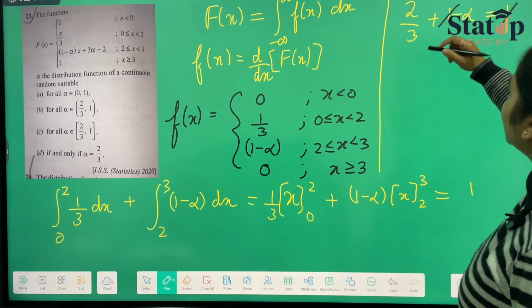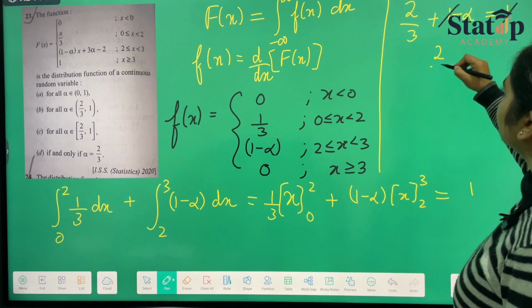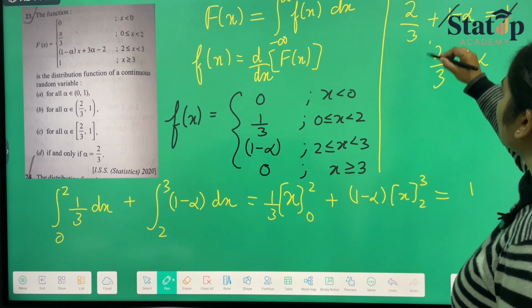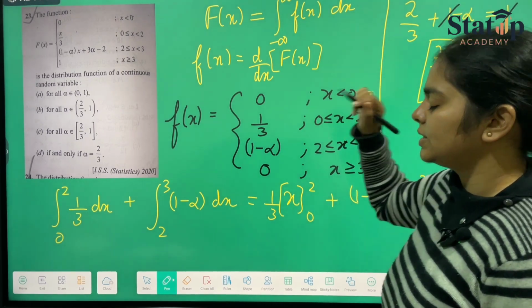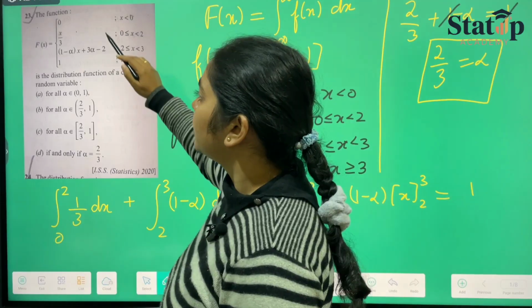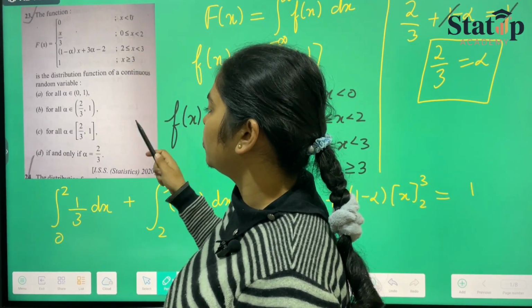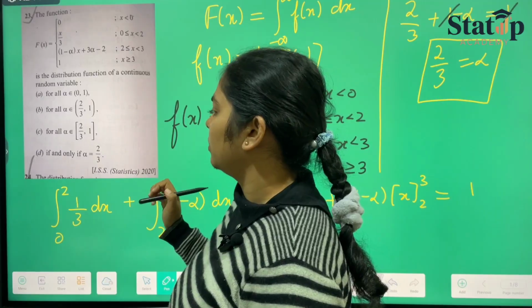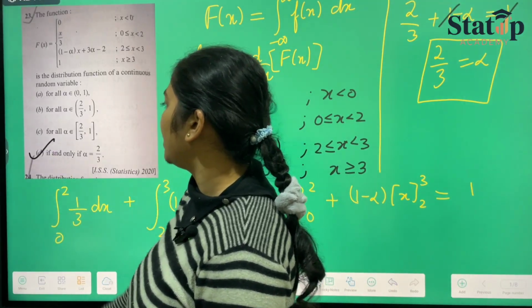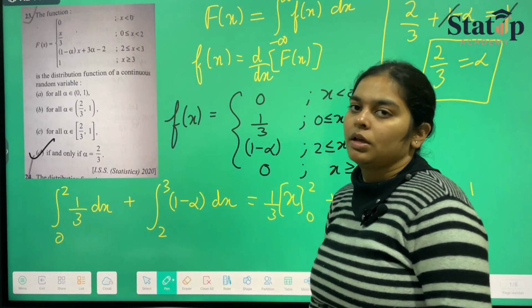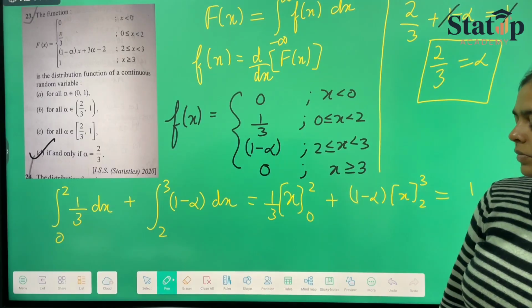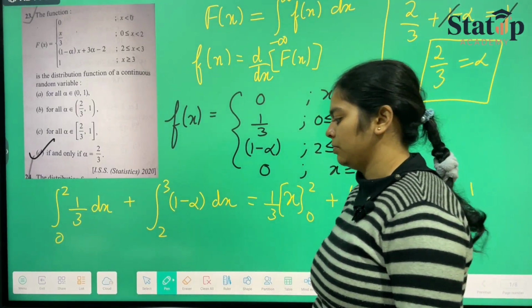1 and 1 will get cancelled. So 2 by 3 is equal to alpha. Alpha is exactly equal to 2 by 3. Then only this function will be a distribution of a continuous random variable, so if and only if alpha is equal to 2 by 3. This is your answer. This is how we attempt the question in the examination.